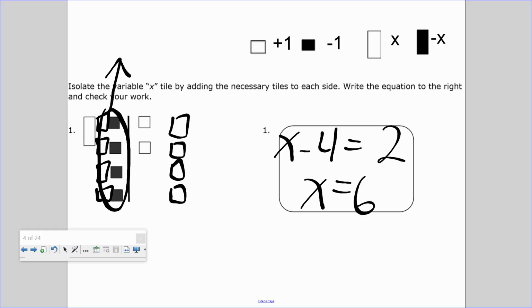And it does say check your work. So I replace the x with 6. 6 minus 4 equals 2. Is that true? Check mark. 6 minus 4 is 2. It is equal to 2.